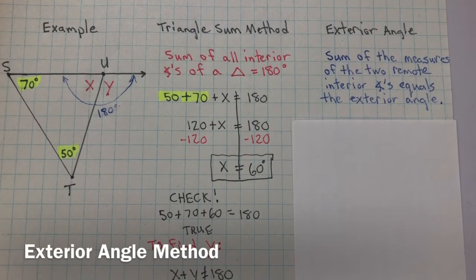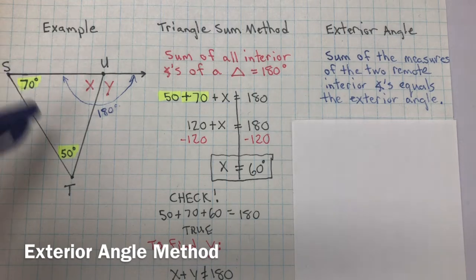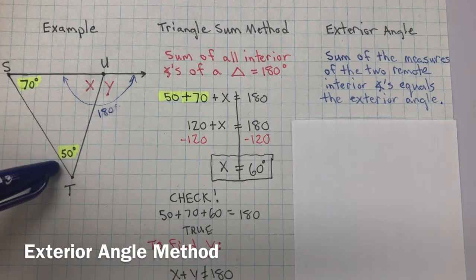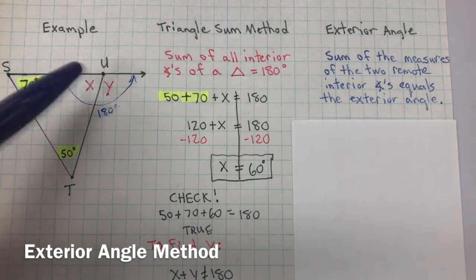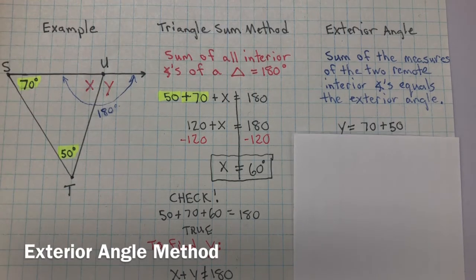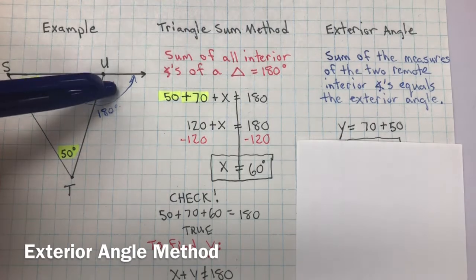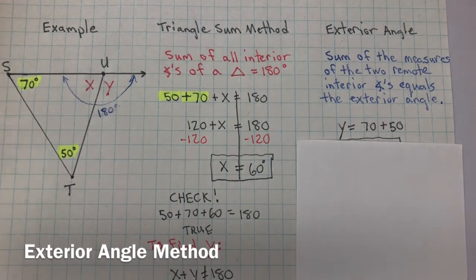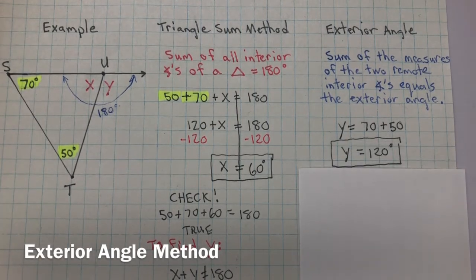Now we're going to use the exterior angle method. And remember, in the exterior angle method, the sum of the two remote interior angles equals the exterior angle. So we have y will equal 70 plus 50. y equals 120.